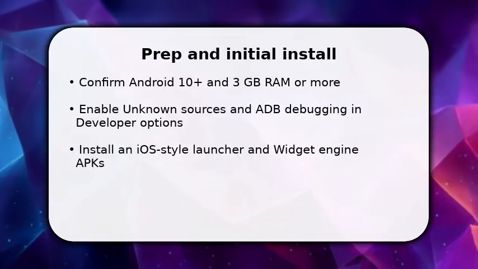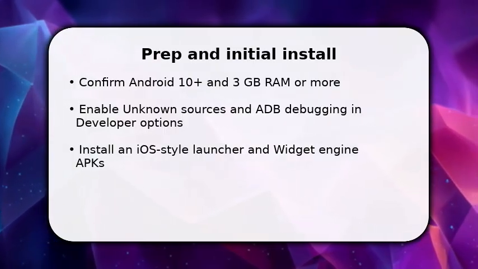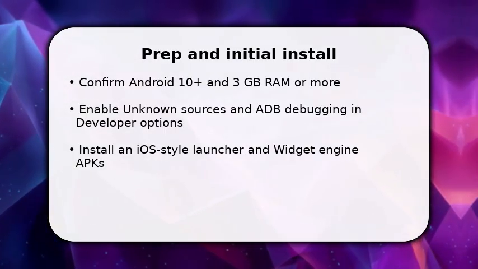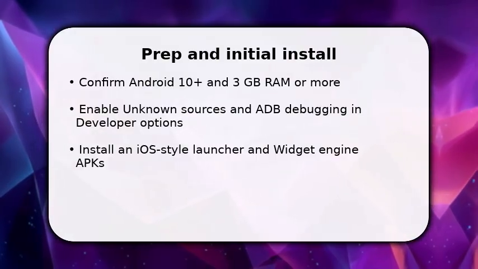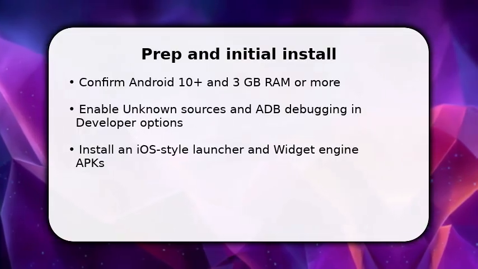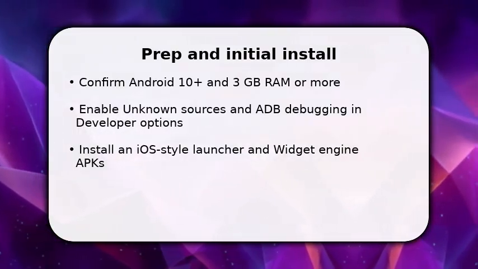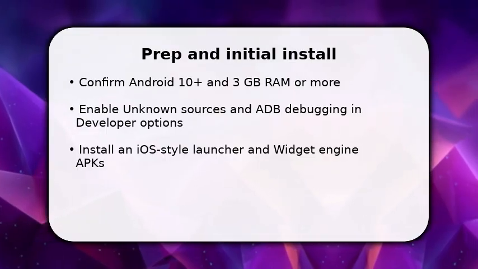You start by preparing your phone and getting the core tools installed. Enable developer options and USB debugging so you can push APKs. This is required for some ports. Once done, allow installs from unknown sources for the launcher and the widget engine. Install an iOS-style launcher first, then the widget host APK.